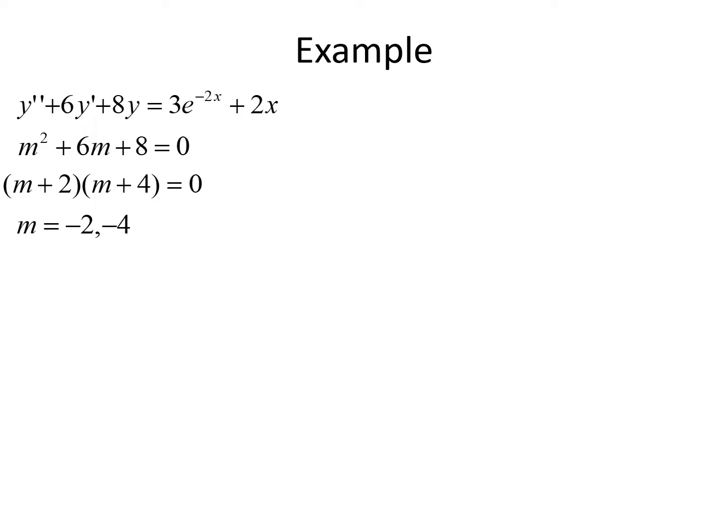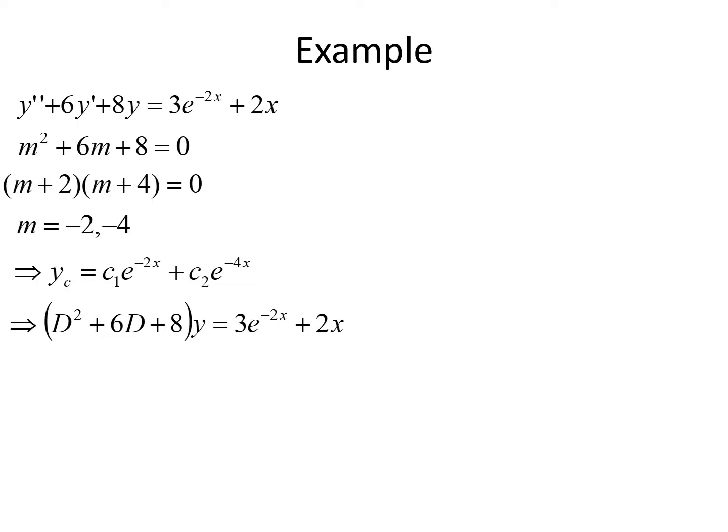So that means our complementary function is going to be yc equals c1 e to the negative 2x plus c2 e to the negative 4x. Again, we're going to set that aside for a little while. We're going to go back to our original equation, and we're going to rewrite it in differential operator form. So y double prime we could write as d squared y, y prime we could write as dy, and if we do that and factor the y out, we would get d squared plus 6d plus 8 times y equals 3e to the negative 2x plus 2x.